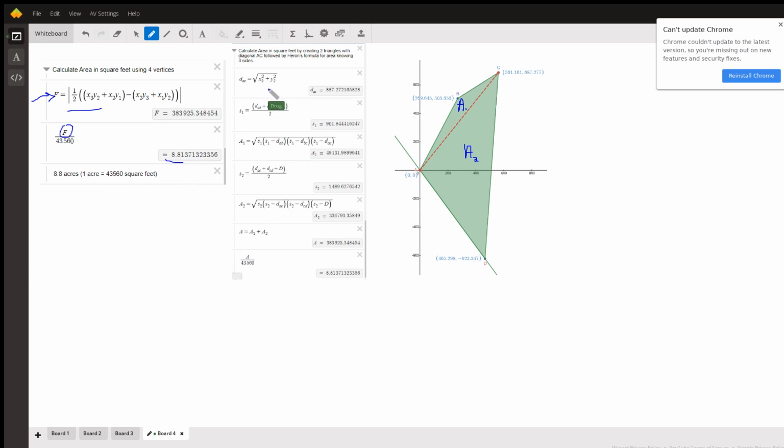And if I want to instead use Heron's formula, I can draw this diagonal, find the length of that side, and that's what this is right here. Use Heron's formula, find the semi-perimeter. There's Heron's formula for the first triangle. There's Heron's formula for the second triangle. Add them together and divide by the square feet per acre. I get the same result as I did over here.